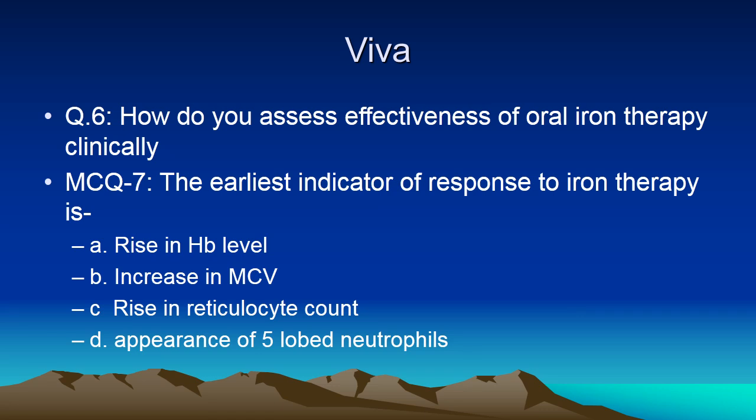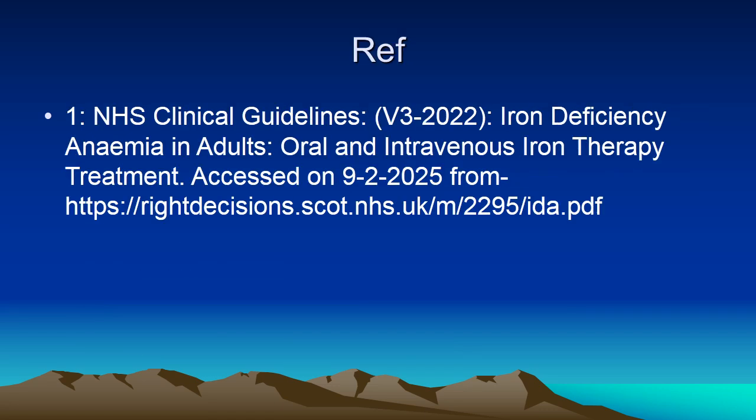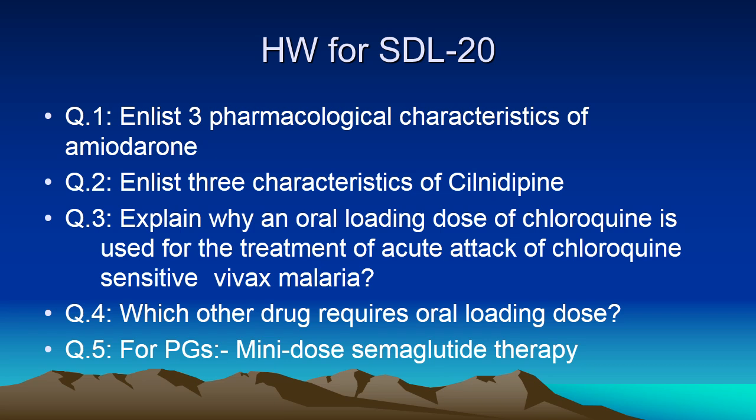Other questions could be: how do you assess the effectiveness of oral iron therapy clinically? And question 7 is the MCQ. The item is: the earliest indicator of response to iron therapy is, there are 4 choices, and the best choice is to be selected. Is a good review available on oral and parenteral iron therapy for students, postgraduates, and colleagues?